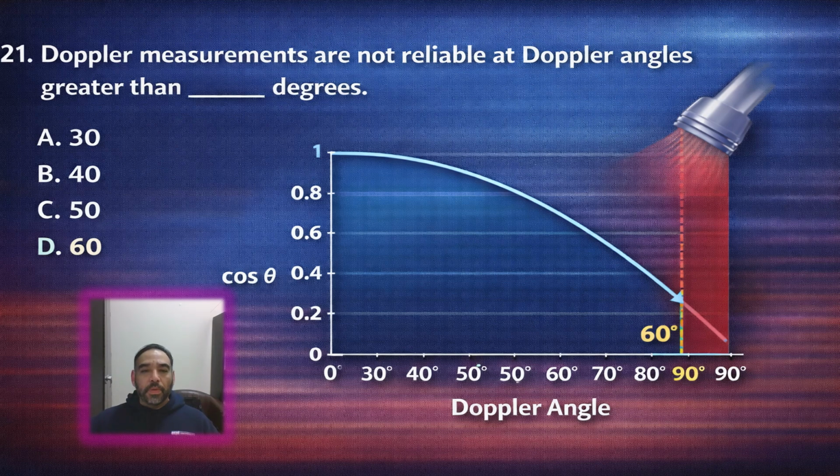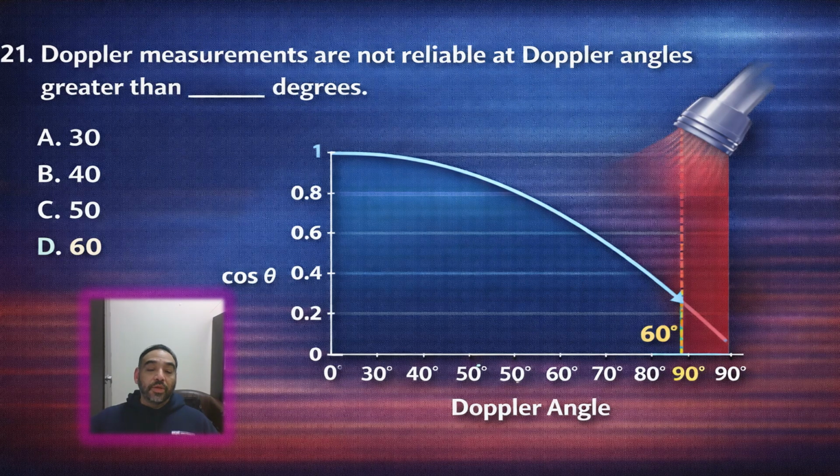Let's talk about this one more time. Remember to memorize this equation, and let's look at the physics behind it. The Doppler equation is F sub D is equal to 2 times F sub naught times velocity times cosine theta, all divided by C. The critical part in this question is the cosine theta. As the Doppler angle increases toward 90, cosine gets smaller, so the Doppler shift gets smaller. Small angle measurement errors cause huge velocity errors.